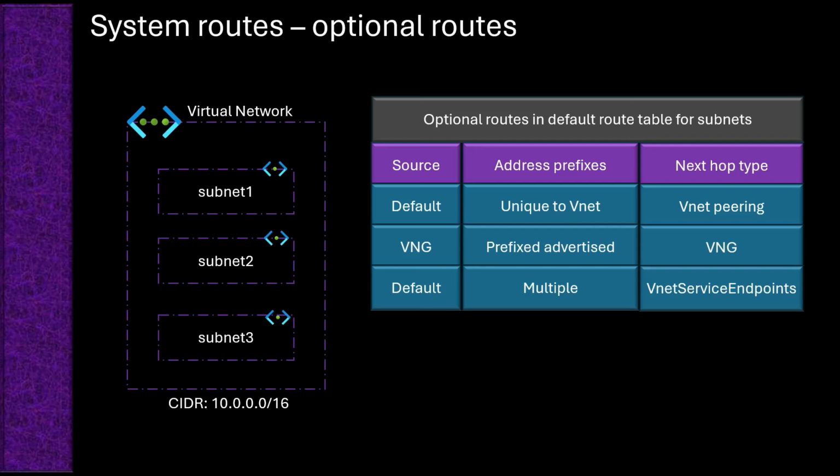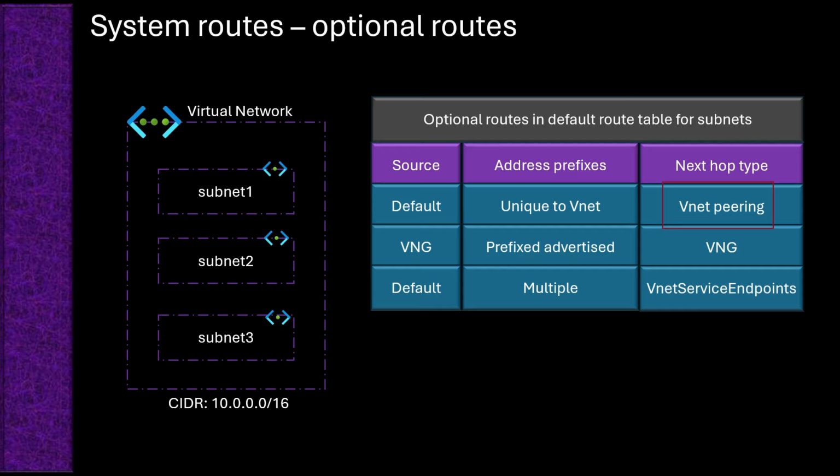Let's understand optional routes. Azure Virtual Network Routing automatically creates optional default routes when certain Azure features are enabled. These routes are applied either to all subnets in a virtual network or to specific subnets, depending on the feature in use. The types of optional routes are shown on the screen.